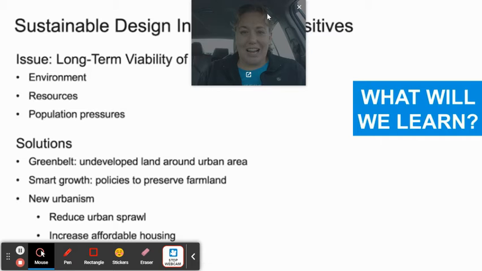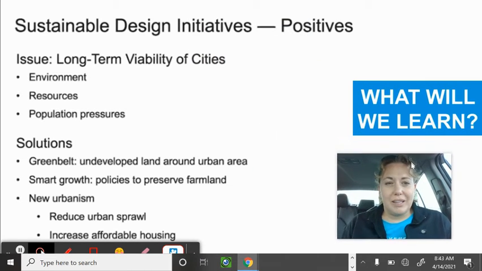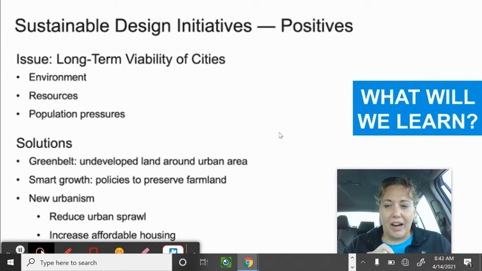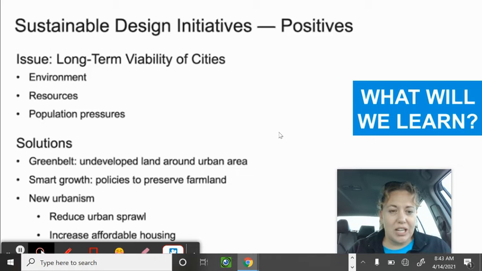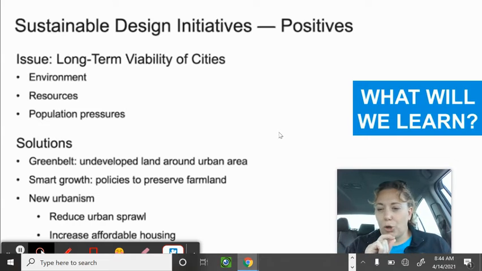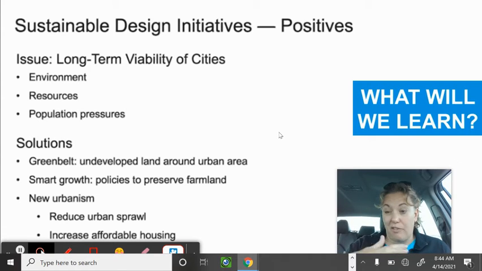All right. What are we going to talk about here? Long-term viability of cities in terms of environment, resources, population pressures, and then what are some of the potential solutions? So building green belts, smart growth, so making sure we're not just obliterating any open farmland, and then this idea of new urbanism, reducing urban sprawl, so how big and like fat and wide cities are, and increasing affordable housing.